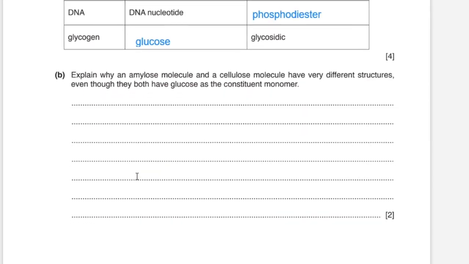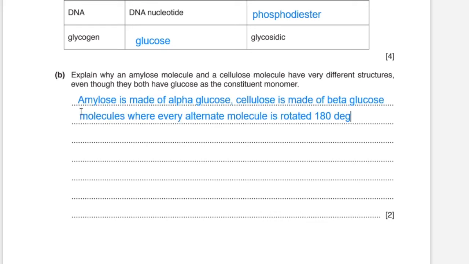monomers. B. Explain why an amylose molecule and a cellulose molecule have very different structures even though they both have glucose as the constituent monomer. That is because amylose is made of only alpha glucose molecules joined by 1,4-glycosidic bonds, whereas cellulose is made up of beta glucose molecules, and so every alternate molecule has to be rotated 180 degrees to form the 1,4-glycosidic bonds.